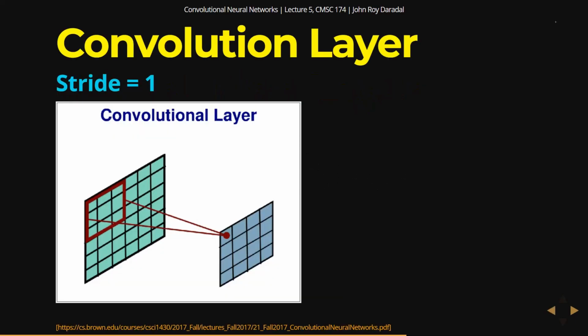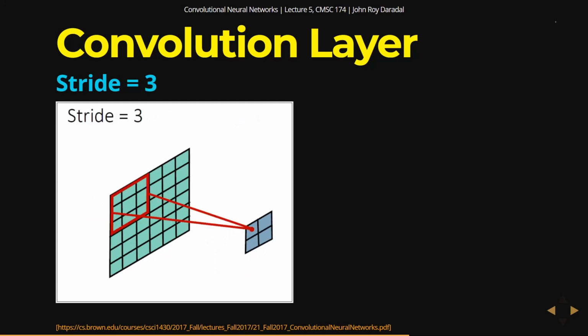Okay, so if you have stride 1, it would look something like this. So you only move 1 pixel to the right and 1 pixel down. Okay, but if you have stride 3, then it would look something like this. So you're moving 3 pixels to the right and 3 pixels down, so there is no overlap. So it's up to you, but generally the bigger the stride, the smaller your feature map becomes. So you also don't want to shrink it too much, right?